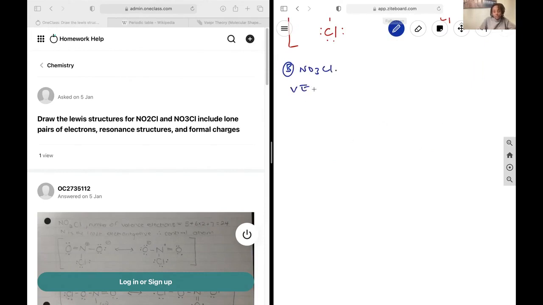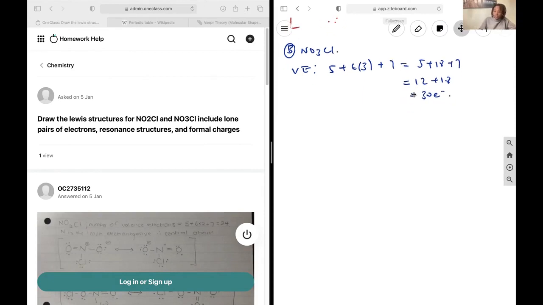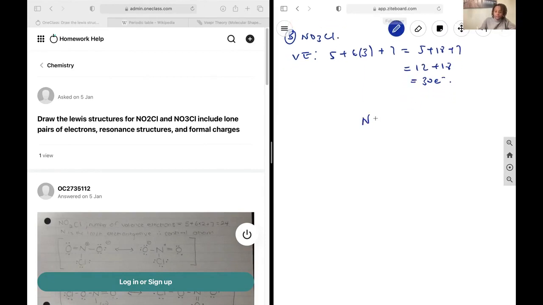And so again, count your valence electrons. I have 5 plus 6 times 3 plus 7, which is 5 plus 18 plus 7, and that is going to give me 12 plus 18. So I have 30 electrons to mess around with. So now let's put again nitrogen as my central atom. I'm going to connect again the two oxygens, and let's say I start with the general structure of this. Okay, fill in all of my octets, and see if I got the 30.